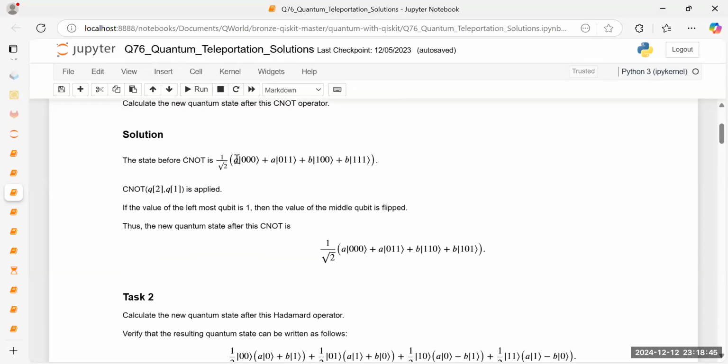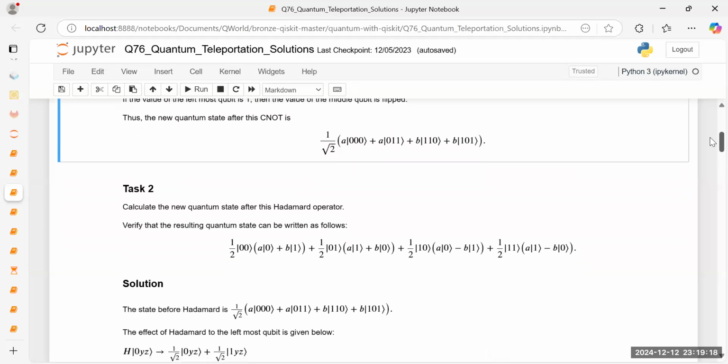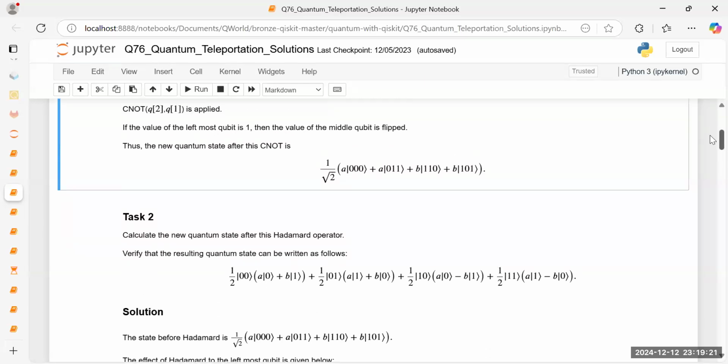So here, we're supposed to apply a CNOT operator to the state you see here. The CNOT is applied on the first 2 qubits. So 0, 0 will remain 0, 0 because the control is 0. 0, 1 will also remain 0, 1 because the control is 0. But 1, 0 here, because the control is 1, will become 1, 1. And 1, 1 here, because the control is 1, we're going to get 1, 0. Then we can move on to applying the Hadamard operator.